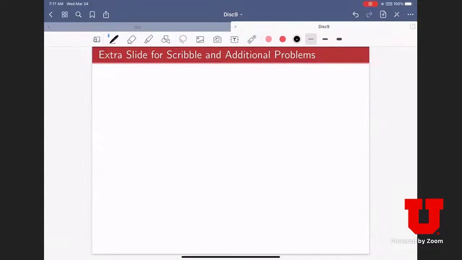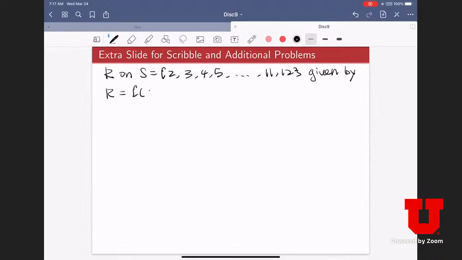All right. So the next one, I'm going to write this out. We have the relation R on the set S, where the set S is 2, 3, 4, 5, and all the way up to 11, 12. R is given by the pairs (a, b) in S cross S such that a is divisible by b.